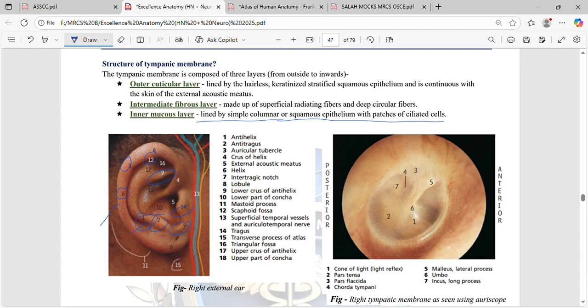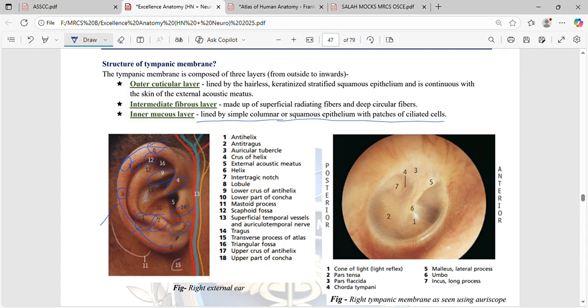The antihelix is continuous like this, and has a small tubercle, called the antihelix tubercle, or also called the auricular tubercle. Number 4 is the crus of the helix. Number 9 is the inferior, lower crus of the antihelix, and 10 is the lower part of the concha.